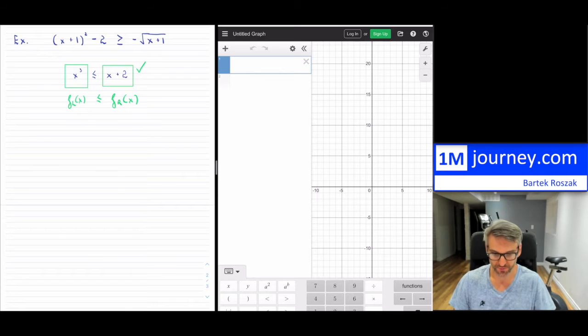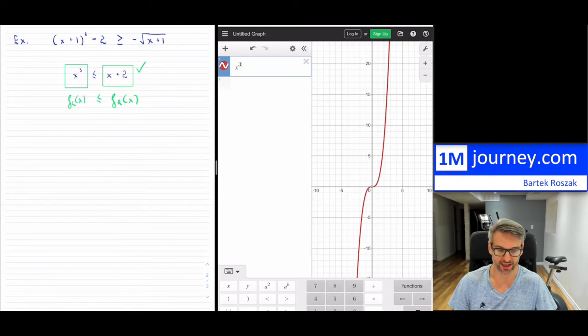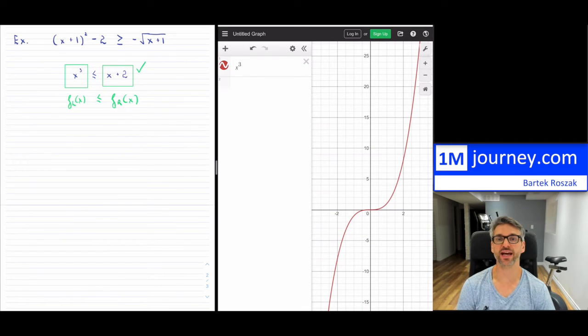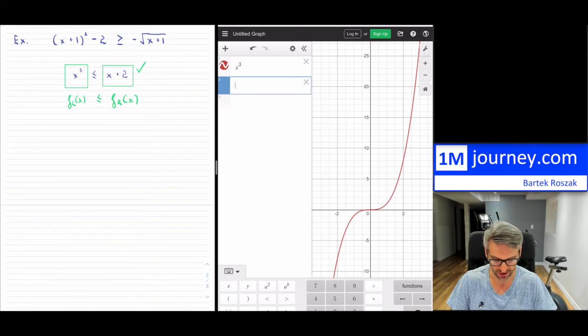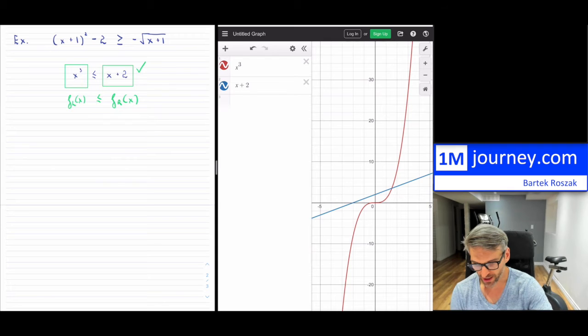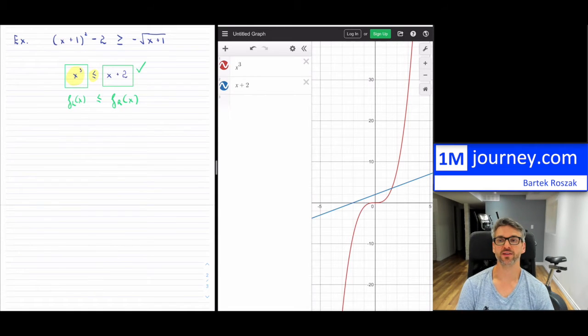So what I like to do is basically just plot. So here's my plot, and this would be the plot of x cubed, which is the left-hand side. And then on the right-hand side, I just have a line, which is x plus 2. And notice, right here, what I have is two different functions. And what I'm trying to find is when this function x cubed is less than or equal to x plus 2. Now visually I can see that, right?